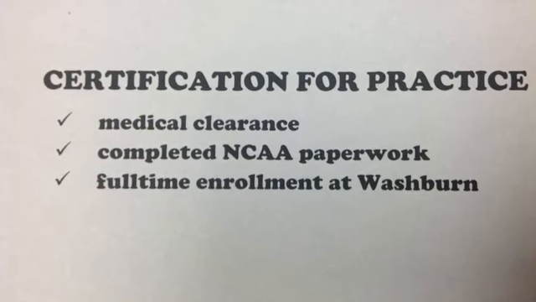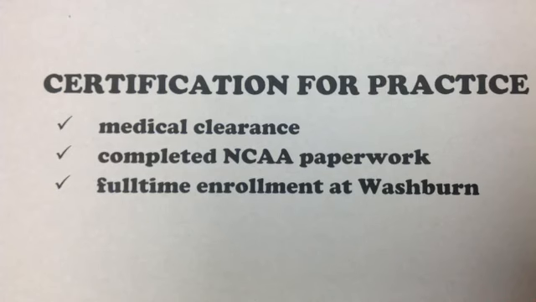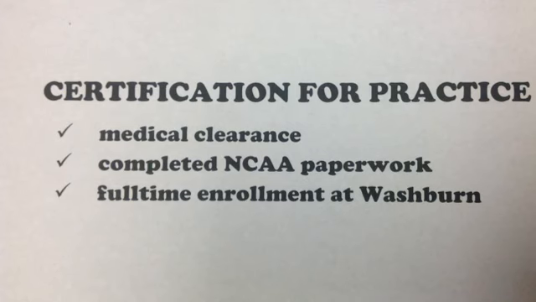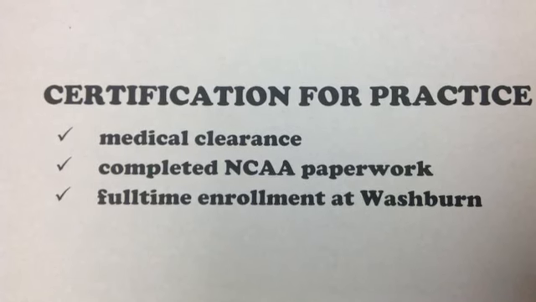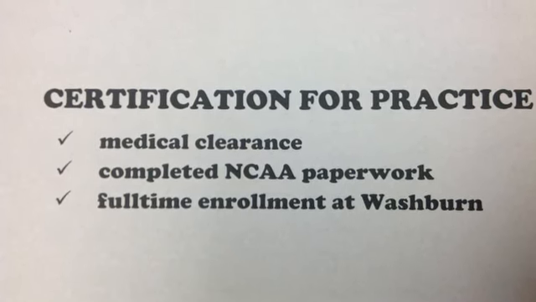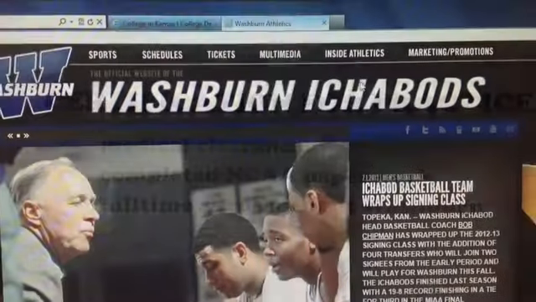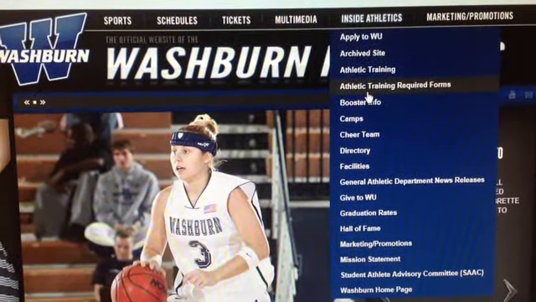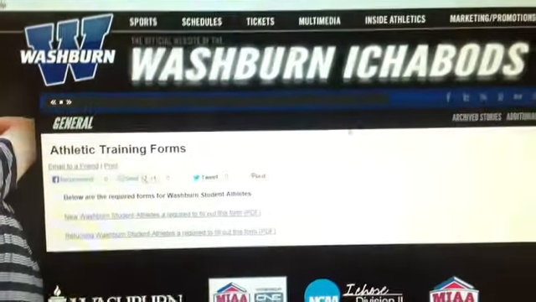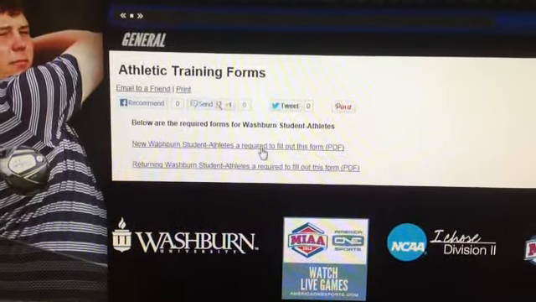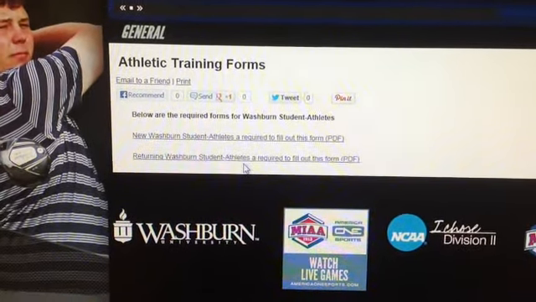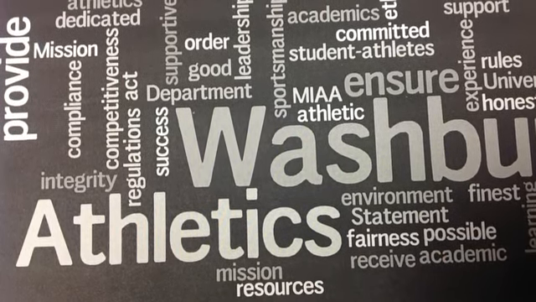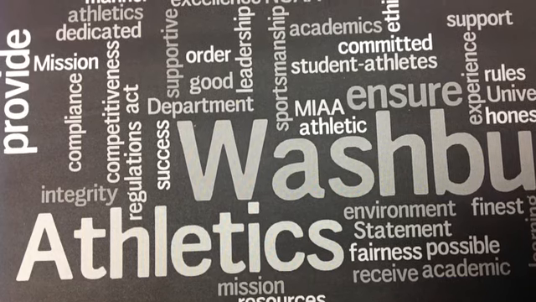Certification for practice requires 3 things: medical clearance, completed NCAA paperwork, and full-time enrollment at Washburn. For medical clearance, student athletes will need to have a physical on file, insurance information turned in, and the sickle cell form completed. All of the medical paperwork is available through the athletics website. You will want to work with our athletic trainers to coordinate times and dates for physicals for your new student athletes. The athletic trainers will collect all the necessary documentation and will relay information about which student athletes have medical clearance to the compliance coordinator.